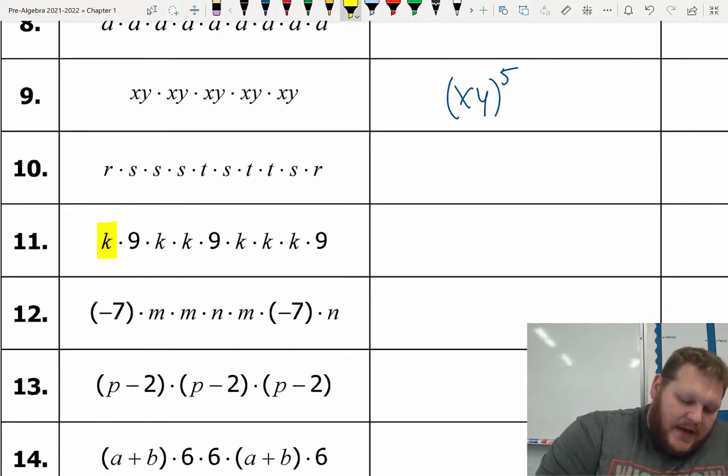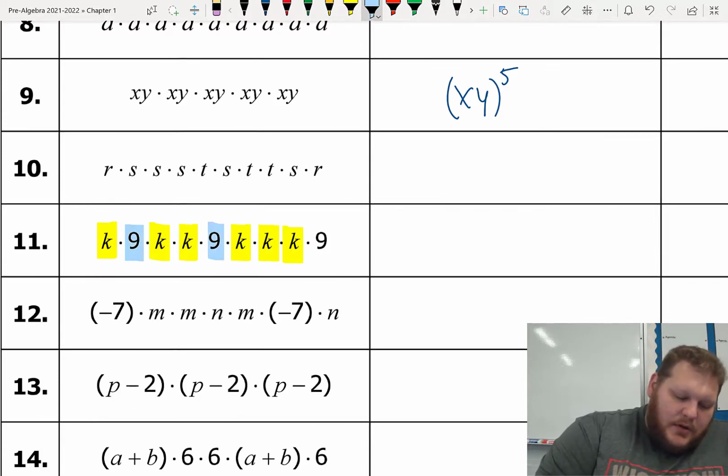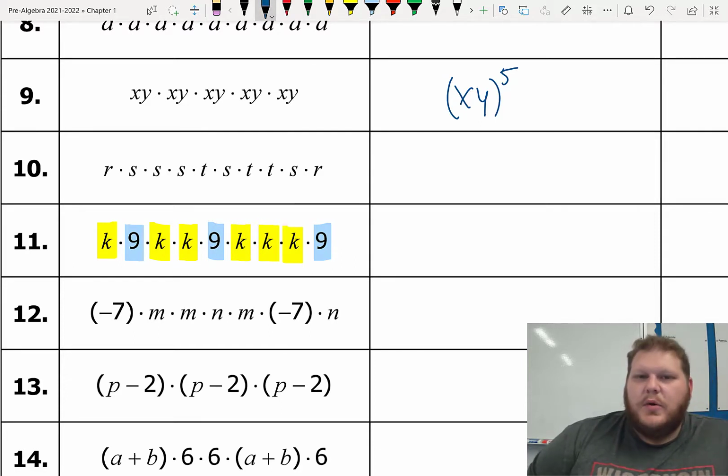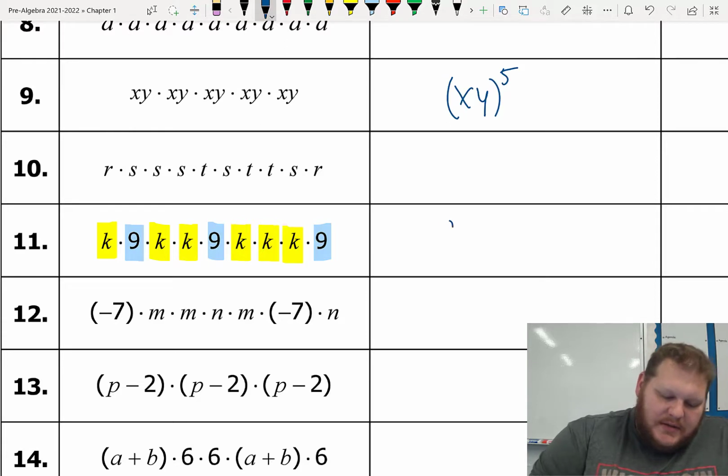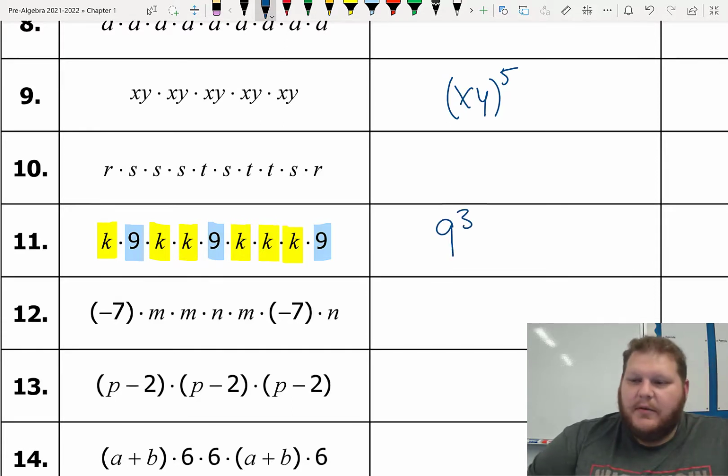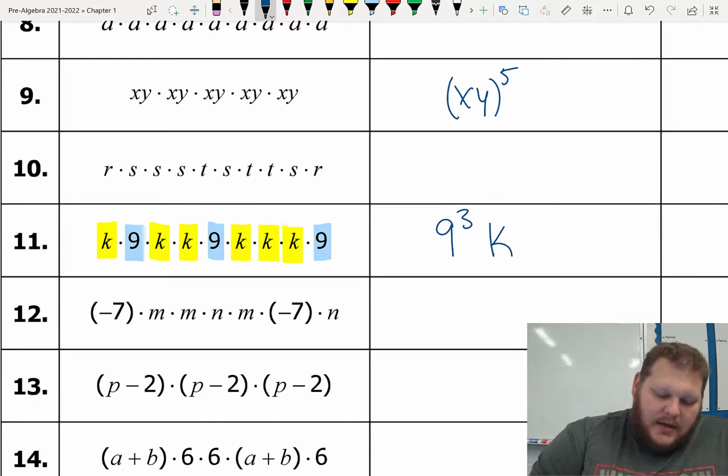different bases. We've got 1, 2, 3, 4, 5, 6 k's, and then 1, 2, 3 9's. So traditionally, we write our number first, and then any variable afterwards. Because again, we have two different bases. They're going to be separate things that are listed next to each other. They're going to be multiplied together. But again, conventionally, we'll write the number first and then the variable afterwards. So this is 9 to the third power, since there were three of them. And then k, we said, was to the sixth power. There were six of them.